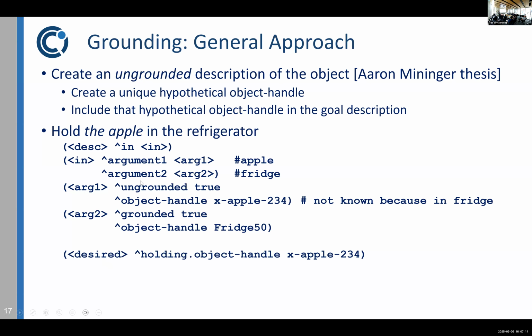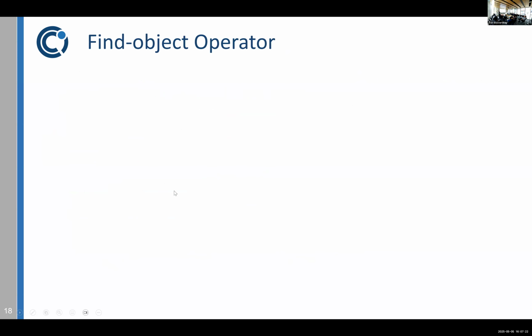We're also going to, so this is something we know about in the world. And then our final description of the desired state is that we're holding object X, apple 2, 3, 4. It's just a thing, that's what we want to have. So the way we're going to work this is that we get this description. What are we using? Means ends analysis.